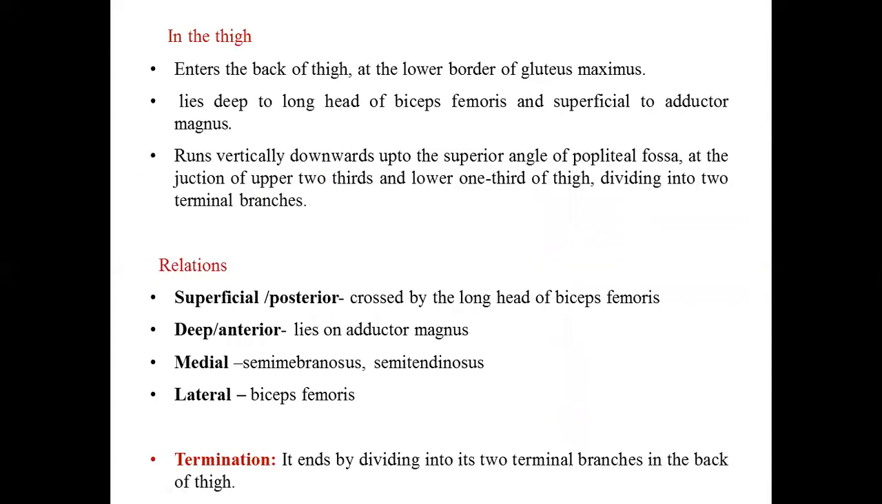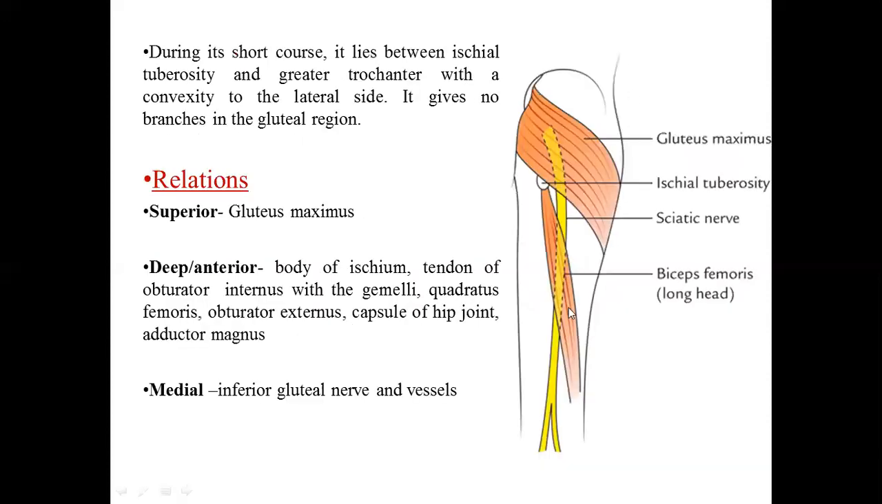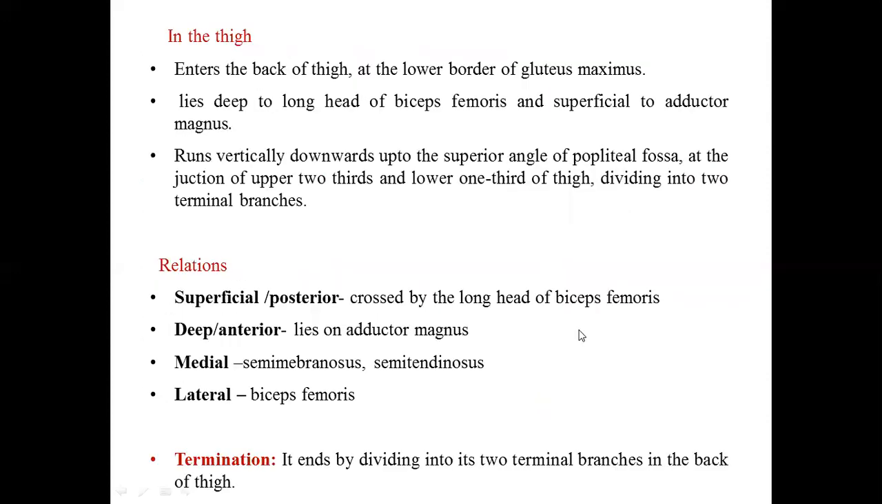Now when it enters the thigh, it enters at the lower border of gluteus maximus. Here it will lie deep to the long head of biceps femoris, as you can see here. It will lie deep to the long head of biceps femoris muscle, and it will be superficial to the adductor magnus muscle.